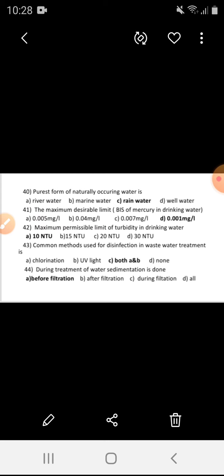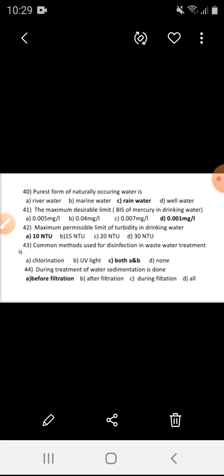41. The maximum desirable limit, BIS, of mercury in drinking water is: option A, 0.005 milligram per liter; option B, 0.04 milligram per liter; option C, 0.007 milligram per liter; and option D, 0.001 milligram per liter. And the correct option is D, 0.001 milligram per liter.